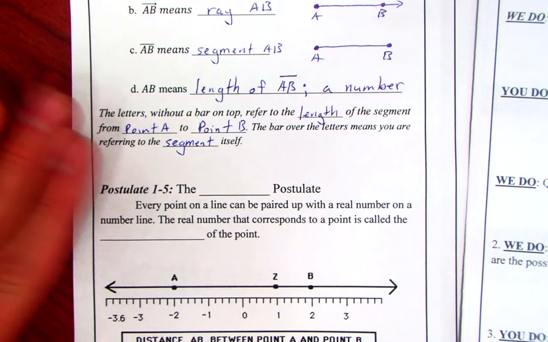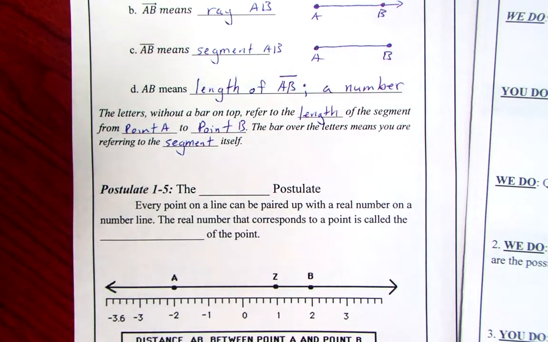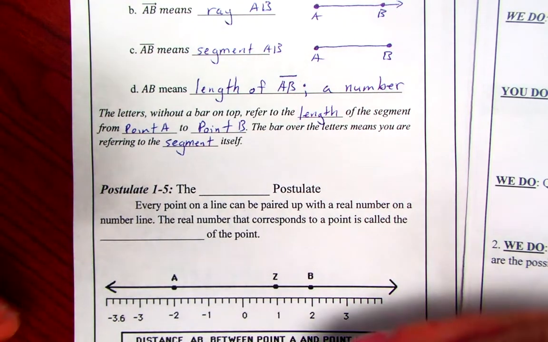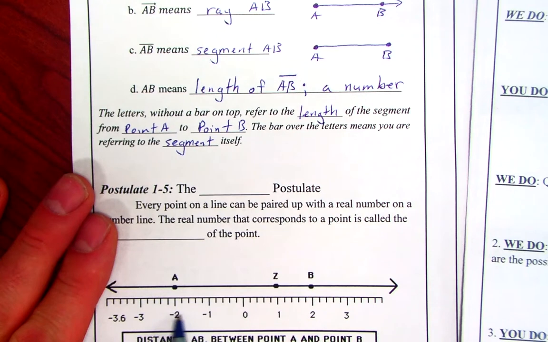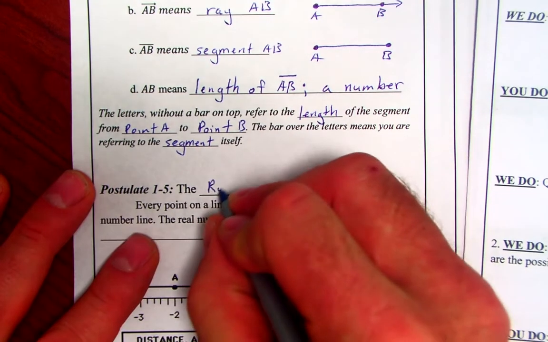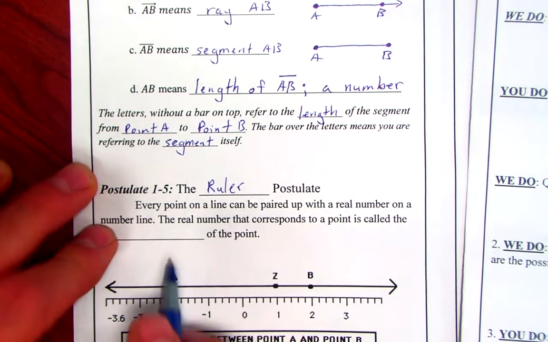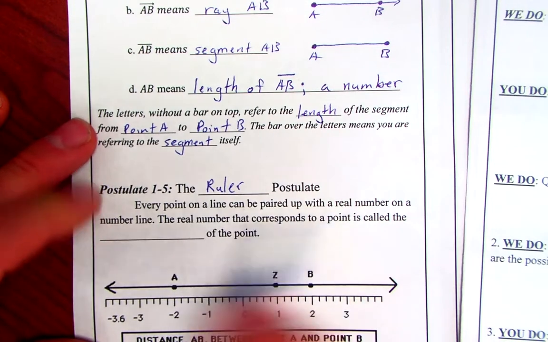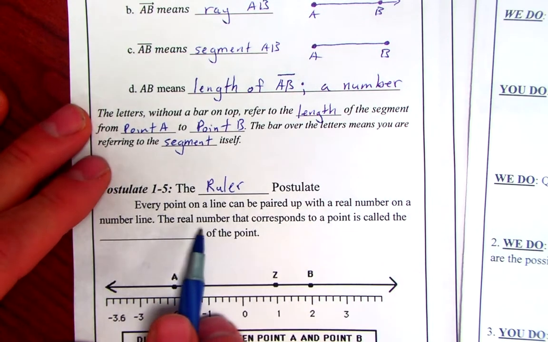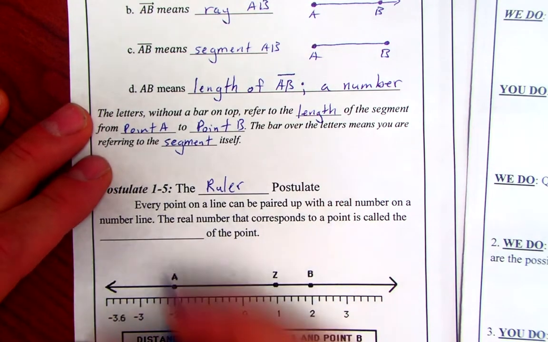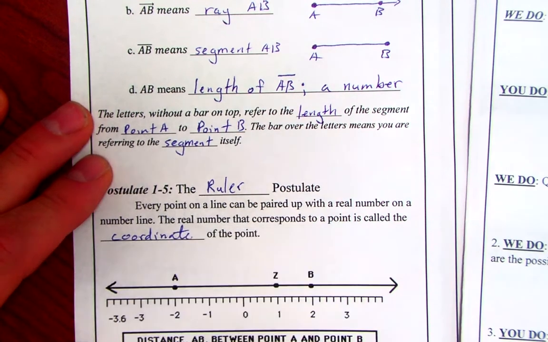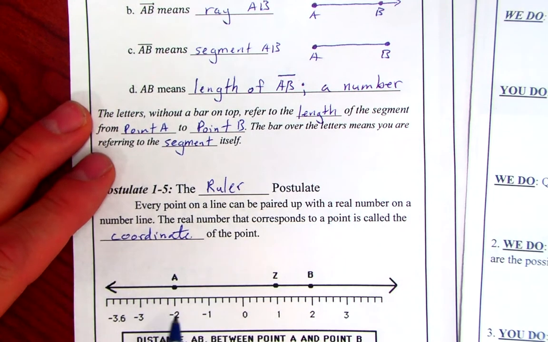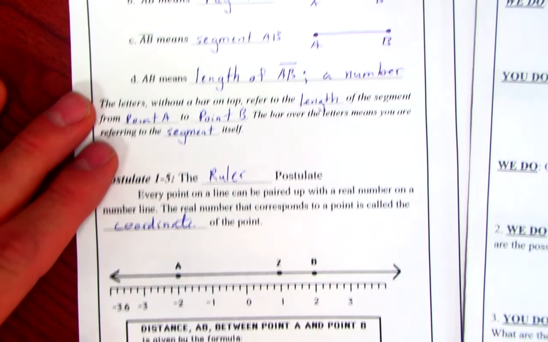All right, so one method for measuring a segment is to just put a ruler up next to it, and every part of the ruler corresponds to some point on that segment. And so we just call that the ruler postulate. So every point on a line can be paired up with a real number on a number line, and the real number that corresponds to a point is called the coordinate of that point. Okay, so -2 corresponds to point A.